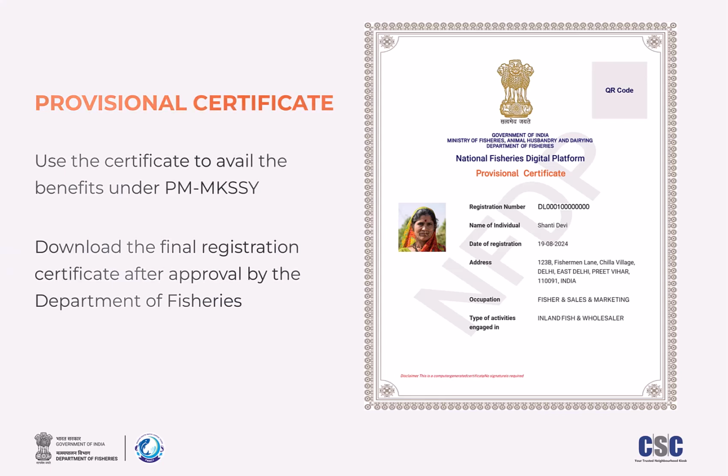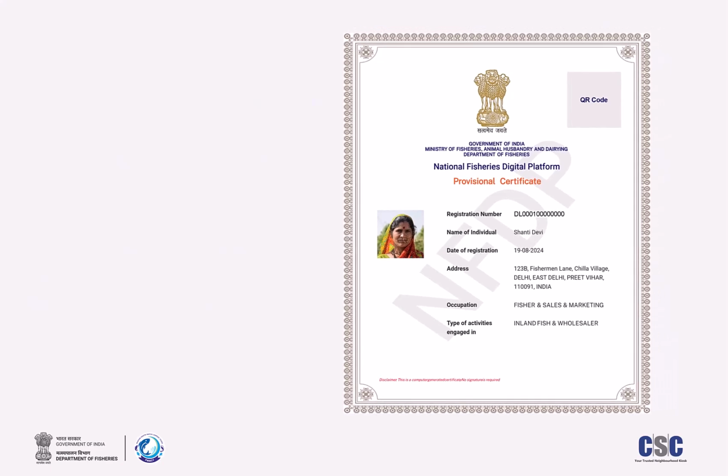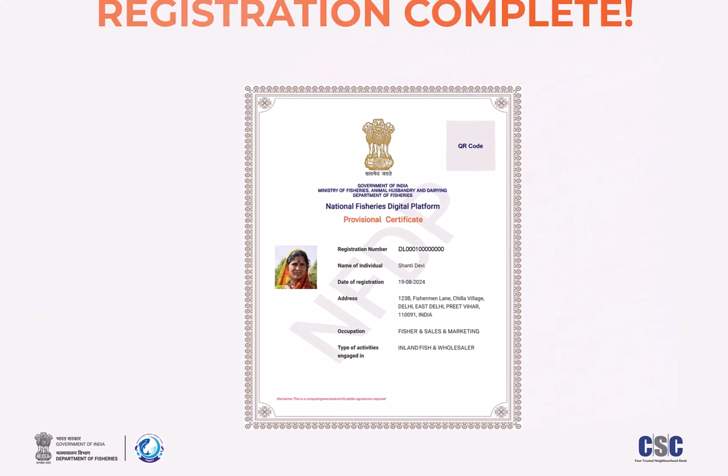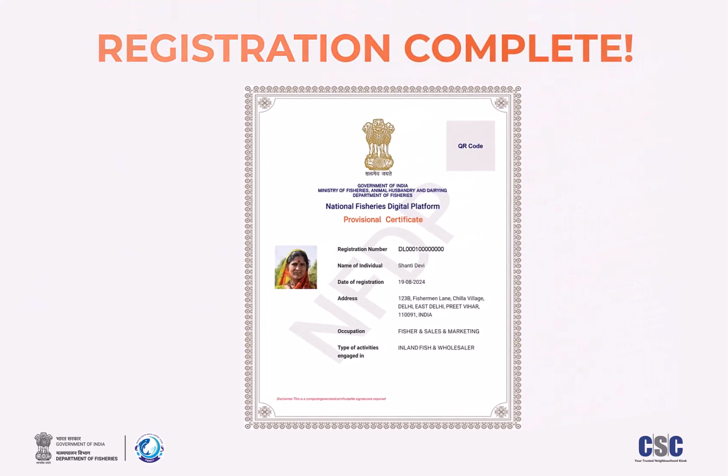Once the application gets approved, you will be notified and you will be able to download the final registration certificate. And that's it. You've completed your registration as an individual on NFDP. For any further queries, refer to the FAQs on the website or visit your nearest Common Service Center.